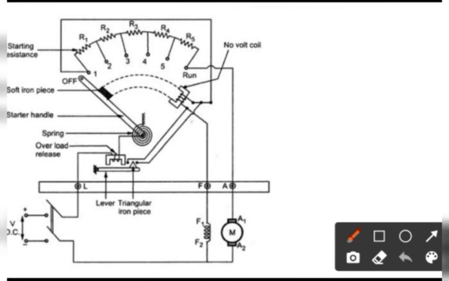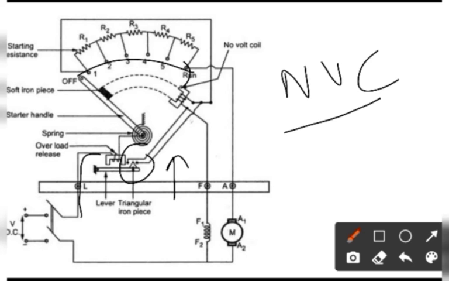demagnetization occurs. At that time the handle is at the final position. Consider the motor is under running condition, with the handle at the final position. When a high magnitude or fault current flows through the DC motor, what will happen? The current goes first through the overload release coil, and this lever moves in the upward direction. So the triangular iron piece touches these 2 points, and these 2 points are connected to the NVC coil.